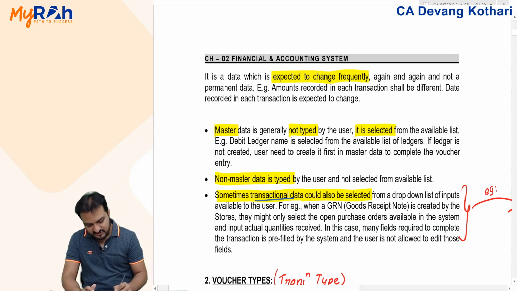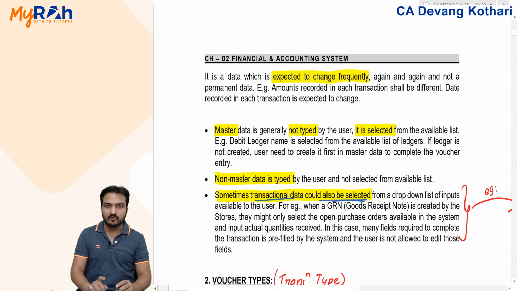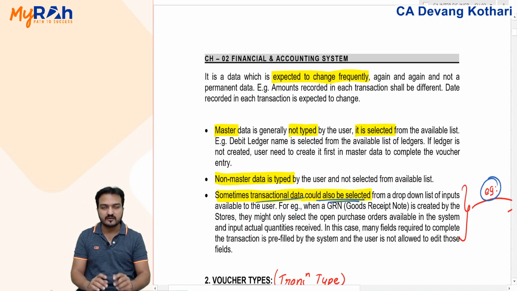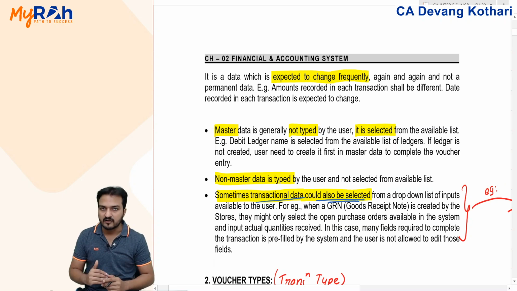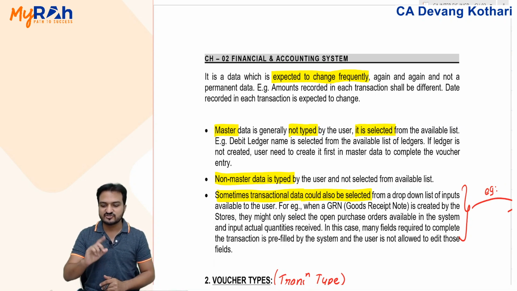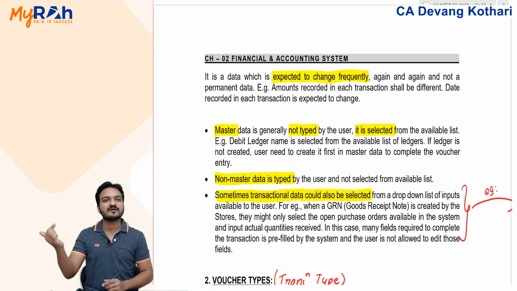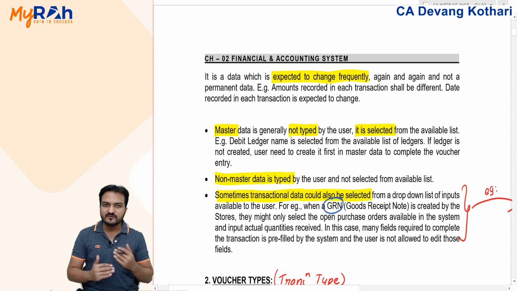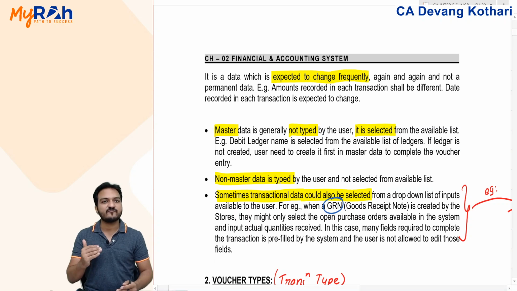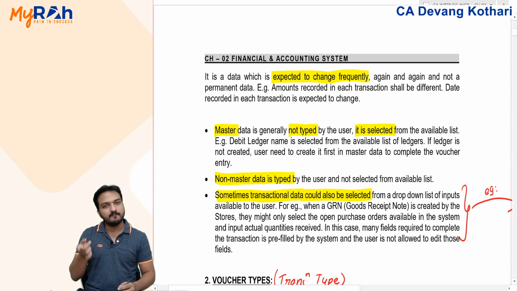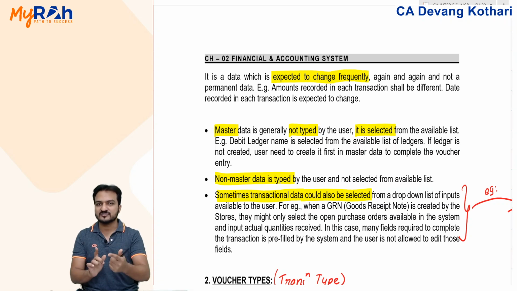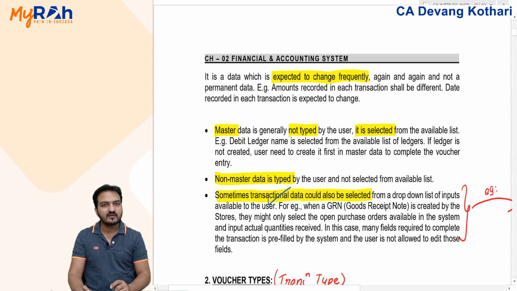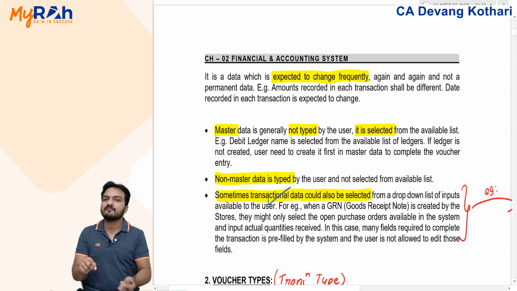Sometimes even transaction data could be selected from a drop-down list. For this I had given you an example. Transaction data sometimes might also be selected rather than typed. It might be selected from a ready-made list if that transaction pertains to an earlier transaction that was entered before this. For example, while entering details of the GRN, you might have to also give reference of the purchase order number. But the purchase order was entered before the GRN was entered. Now the PO number, purchase order number, is transaction data. But while entering the GRN, you don't have to type the PO number.